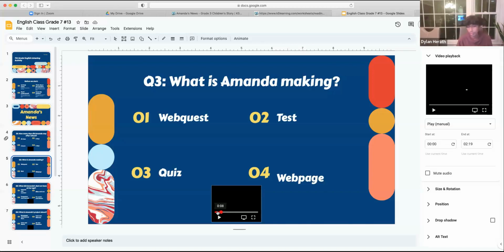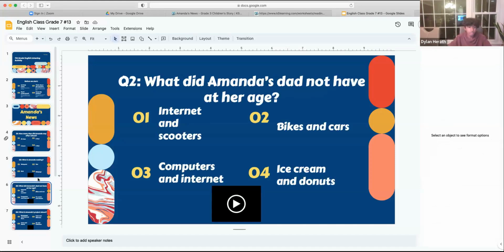So if anyone doesn't know what a web page is, it's kind of similar to a website where they have a page. It's on the internet, and you can look at it and you can see information, kind of like a website. So okay, our next question.